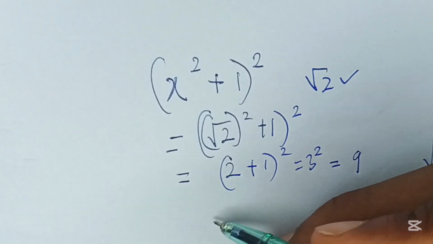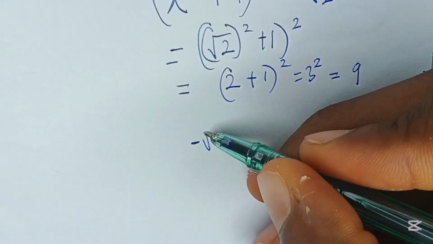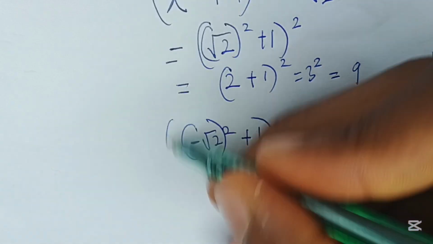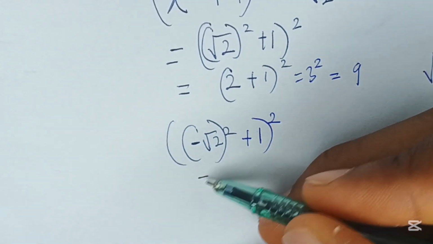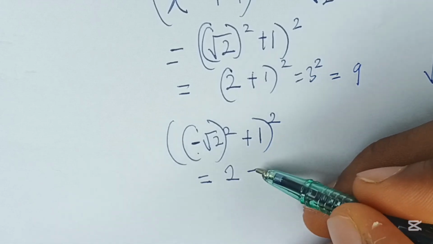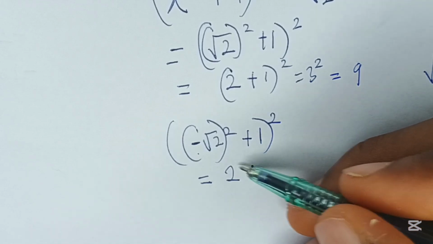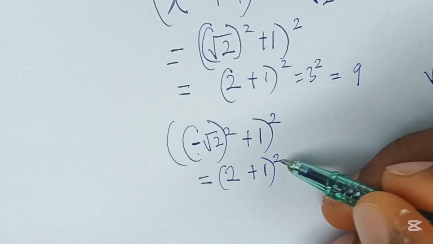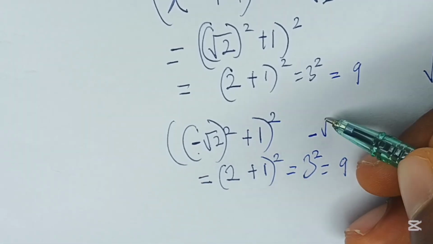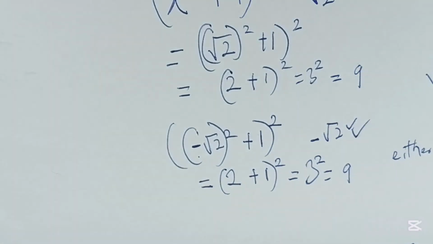Now let's check for minus root 2. So we have ((minus root 2) all squared plus 1) all squared. This is now equal to: minus root 2 all squared is positive 2. So we have (2 plus 1) all squared, which is equal to 3 squared, which is equal to 9. Hence, minus root 2 is a correct answer.